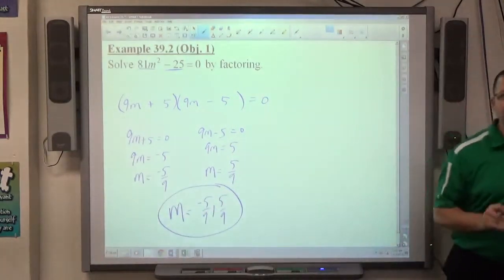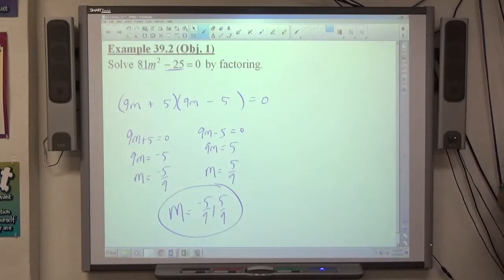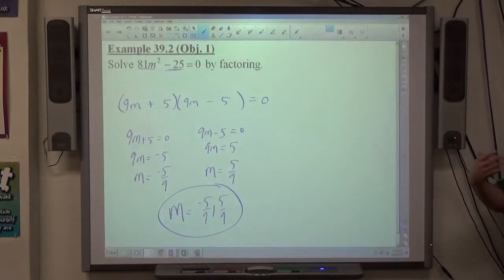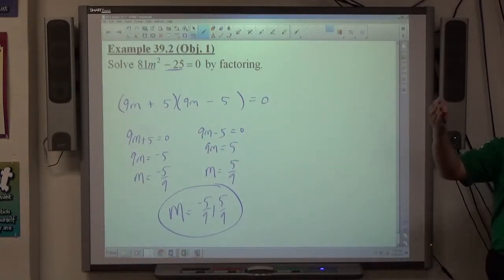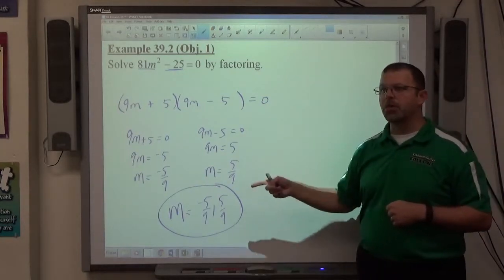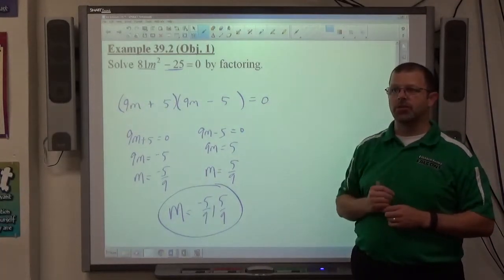Okay. And that is not an ordered pair, that's just a couple of numbers, so the order that you write them is irrelevant. So if you put positive 5 ninths and negative 5 ninths, or vice versa, it means the same thing. As opposed to an ordered pair, like when x equals, y equals, you have to put them in order. M equals both of those numbers make the equation true.